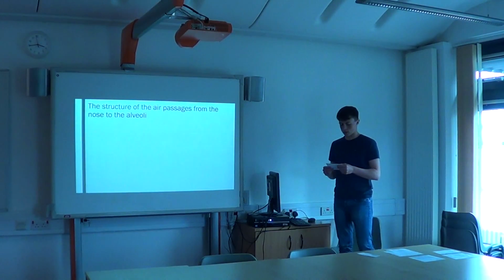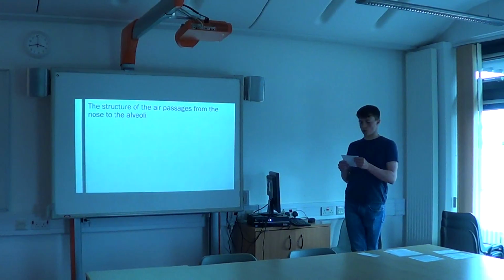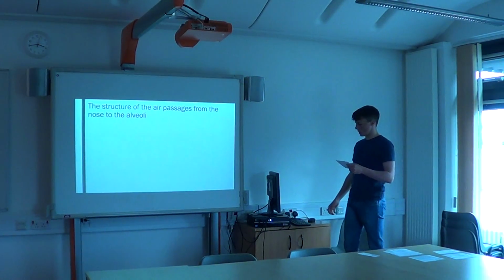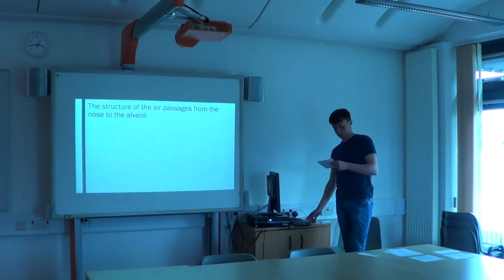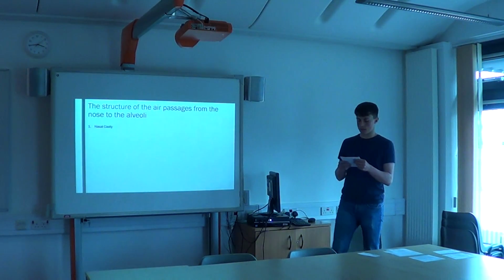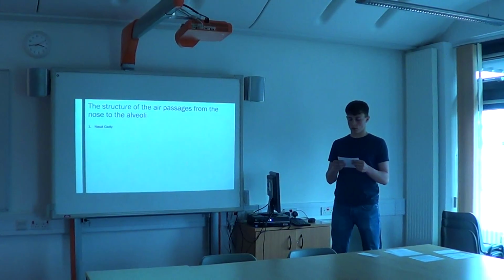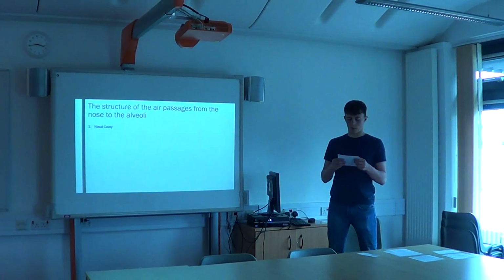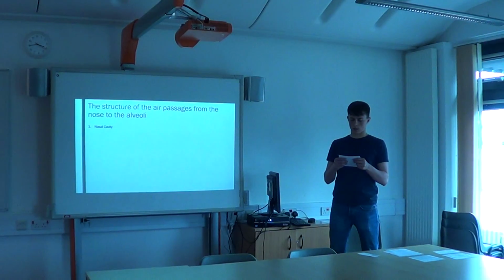On to the next slide. This slide is about the structure of the air passages from the nose to the alveoli. Firstly, nasal cavity. This is where the air enters through the two nostrils. It contains little hairs called cilia which filter the air. It is also lined with mucus which traps inspired dust, and antibacterial enzymes which help kill bacteria.